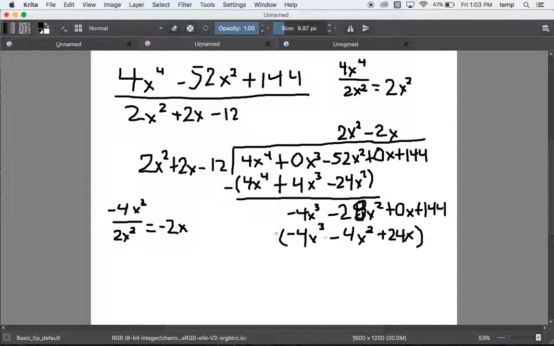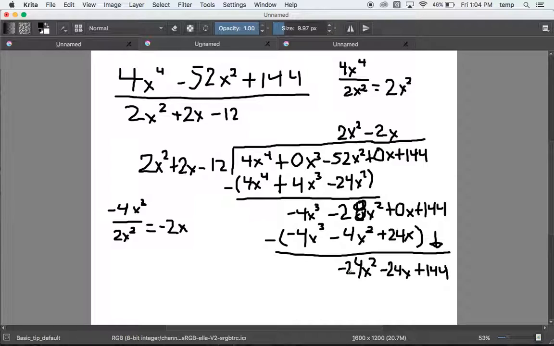Again, we subtract these two polynomials. We'll do negative 4x cubed minus negative 4x cubed, so that goes to 0. Negative 28x squared minus negative 4x squared is negative 28x squared plus 4x squared, so that would be negative 24x squared. And we have 0x minus 24x, so that'd be a minus 24x. And again, we'll drop our plus 144 at the end.